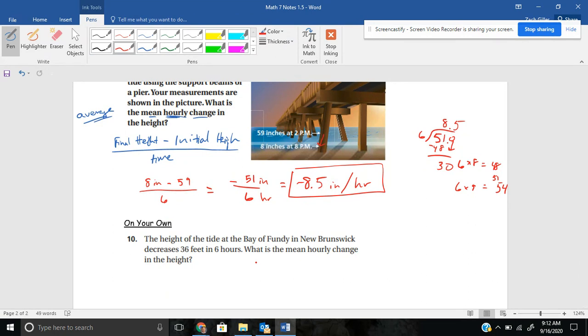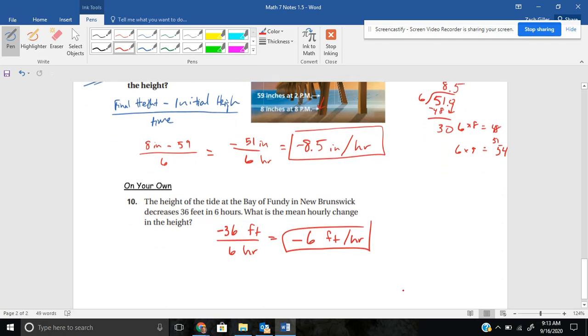The height of the tide at the Bay of Fundy in New Brunswick decreases 36 feet in 6 hours. What's the mean hourly change in height? So decrease 36 feet in 6 hours. Okay, negative divided by positive is a negative, and 36 divided by 6 is 6. So negative 6 feet per 1 hour. Okay. Let me know if you have any questions on that.